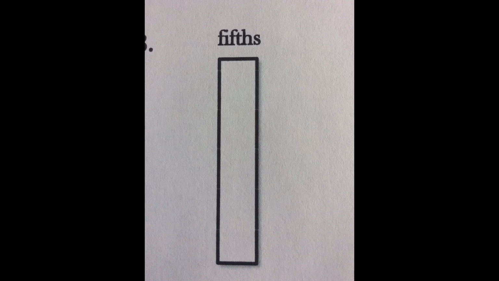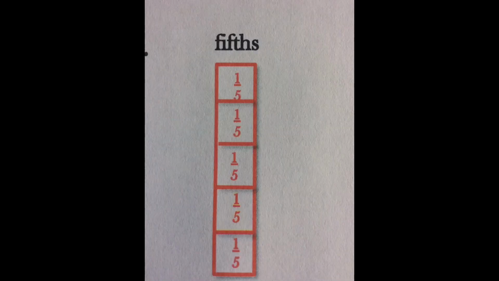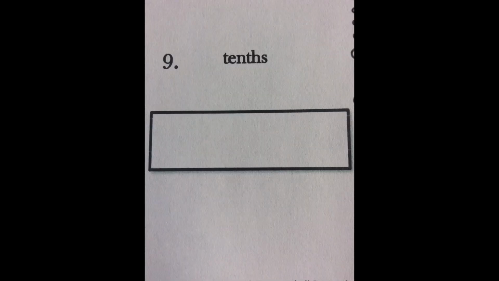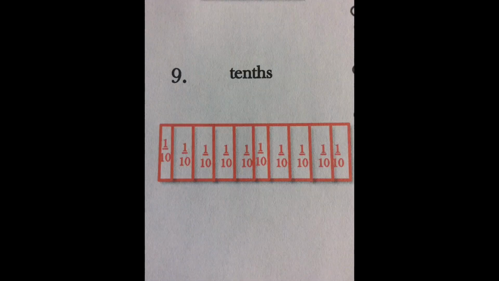Pause the video, draw the rectangle, and partition it into fifths. After partitioning the rectangle, it should have looked like this, and then you labeled each part 1/5. This is the last shape, so pause the video, draw the rectangle, and partition it into tenths. This is how the rectangle looks when you divide it into tenths, which is 10 parts. Label each part 1/10.